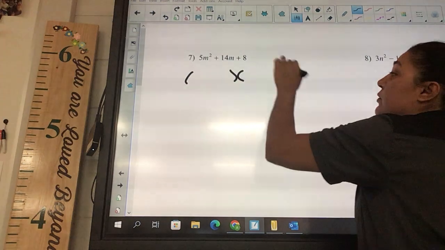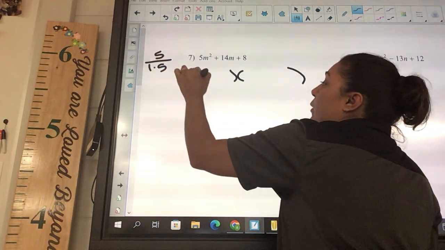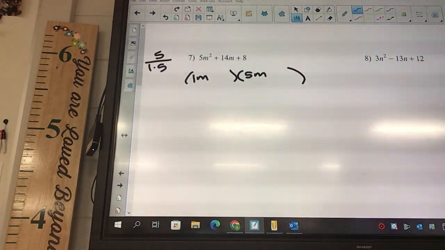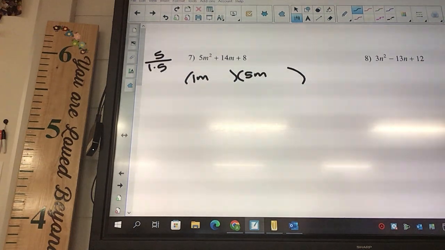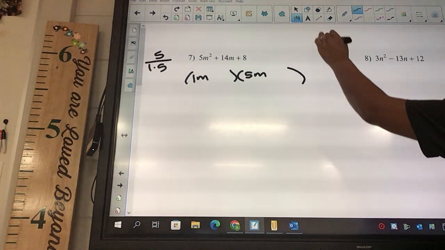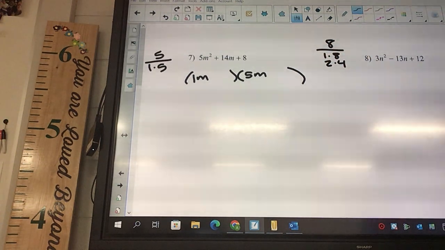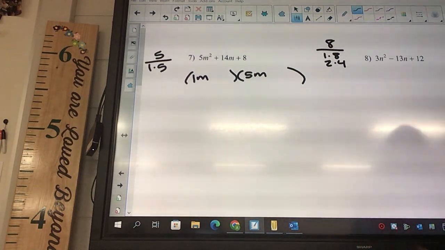Okay, 7, we're going to draw our parentheses and we're going to make a list of 5, which is 1 and 5. So we got 1m, 5m. What are some factors of 8? 1 and 8, 2 and 4. So how many options are there for us to pick from? 4. What would you like to try? 2 and 4? Okay.